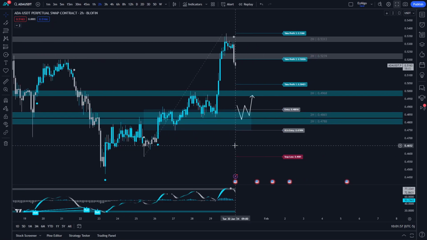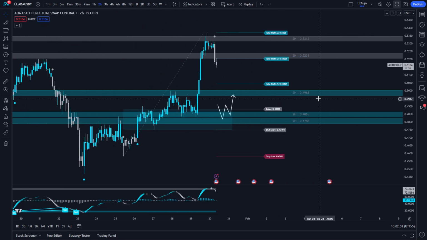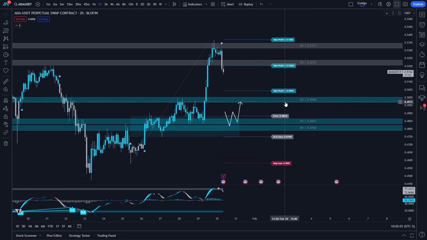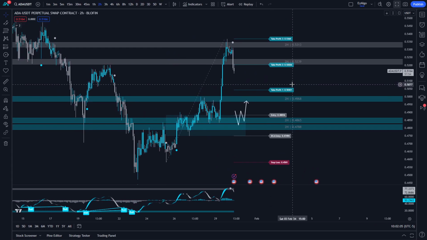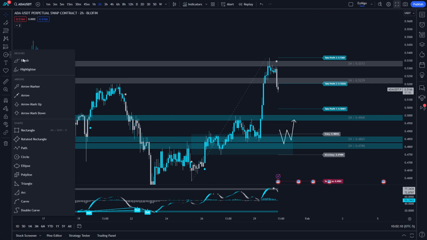Okay, and last but not least, here is a setup on Cardano ADA, which I posted as well earlier in the Discord. Again, this follows all of our confluences. You can see that we are in an uptrend because we closed above this high, right?